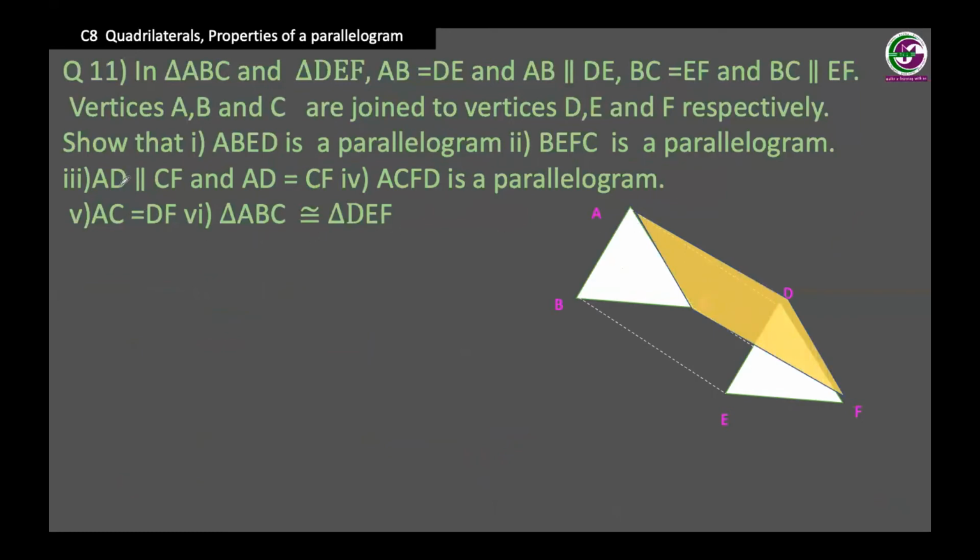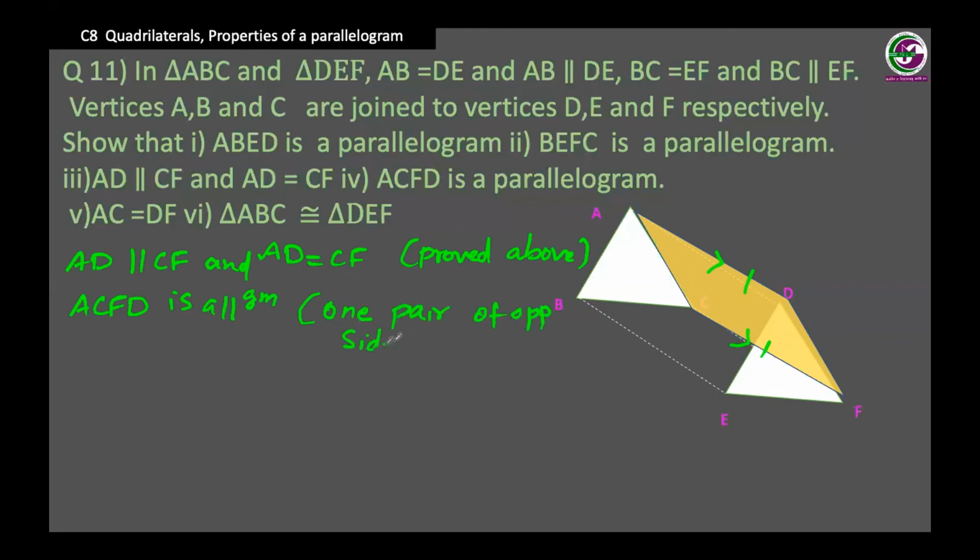So we have proved AD is parallel to CF and AD is equal to CF, proved above. From these two conditions, we know that ACFD is a parallelogram. One pair of opposite sides are equal and parallel. So that one is cleared.